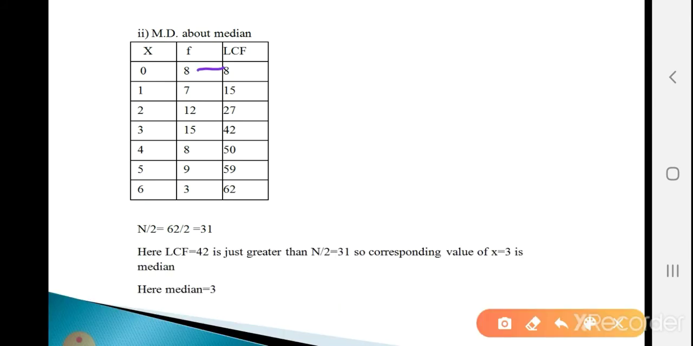What is the first frequency value? 8. So write down 8 as it is. Then 8 plus 7, that is 15. Then 15 plus 12, that is 27. 27 plus 15, that is 42. 42 plus 8, that is 50. 50 plus 9, that is 59. And the last, 59 plus 3, that is 62.